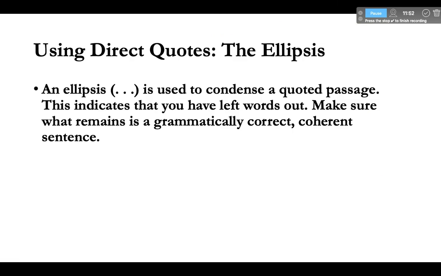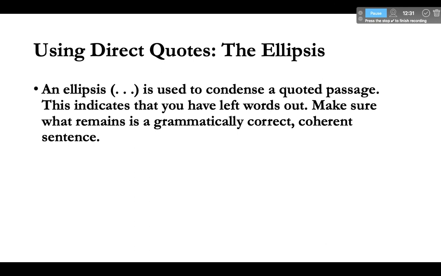So sometimes when you're quoting your source, you like the first chunk of words and you like the last chunk of words, but you don't really need what's in the middle. When you need to condense a quoted passage, meaning you want to skip over some words, you need to insert an ellipsis. And this right here is an example of an ellipsis. That's three periods, basically. And the ellipsis indicates that you've left words out.